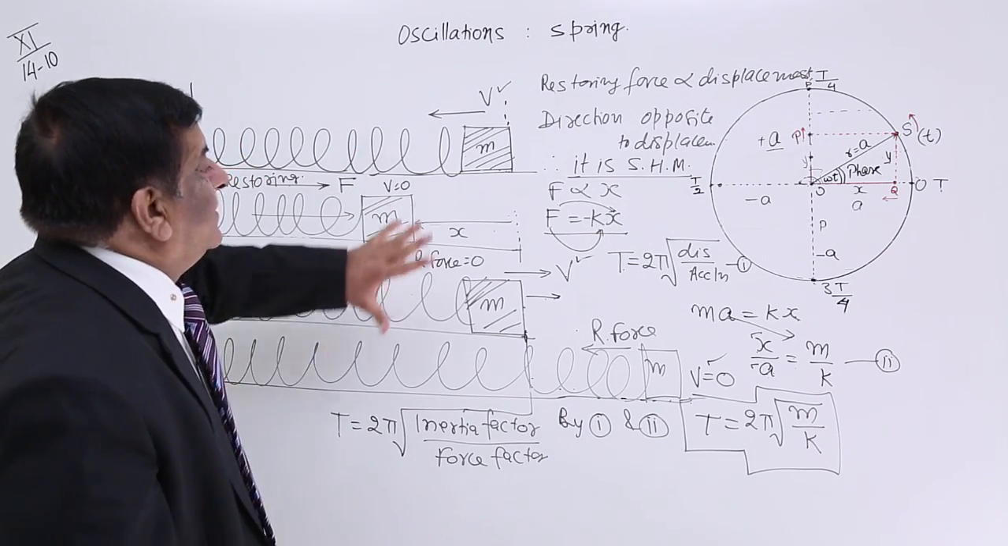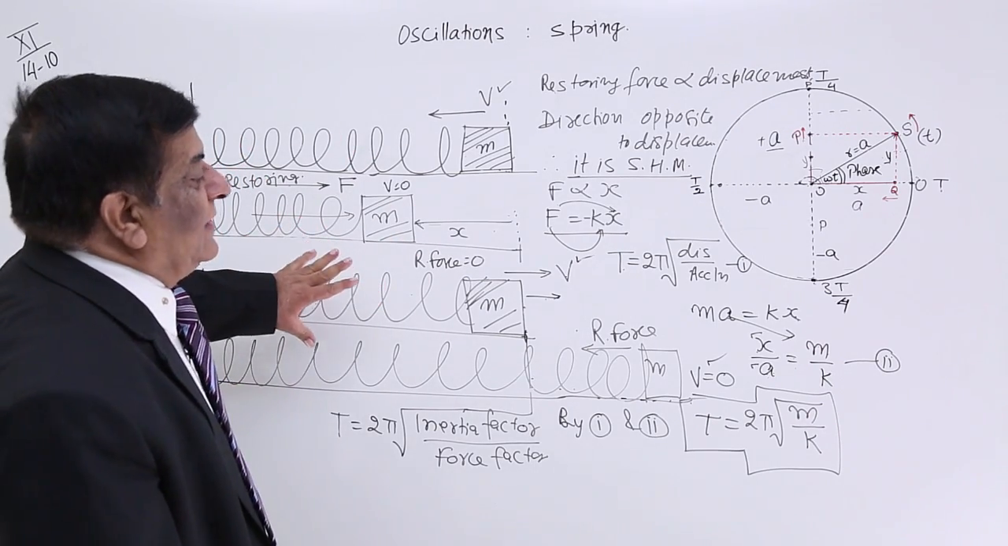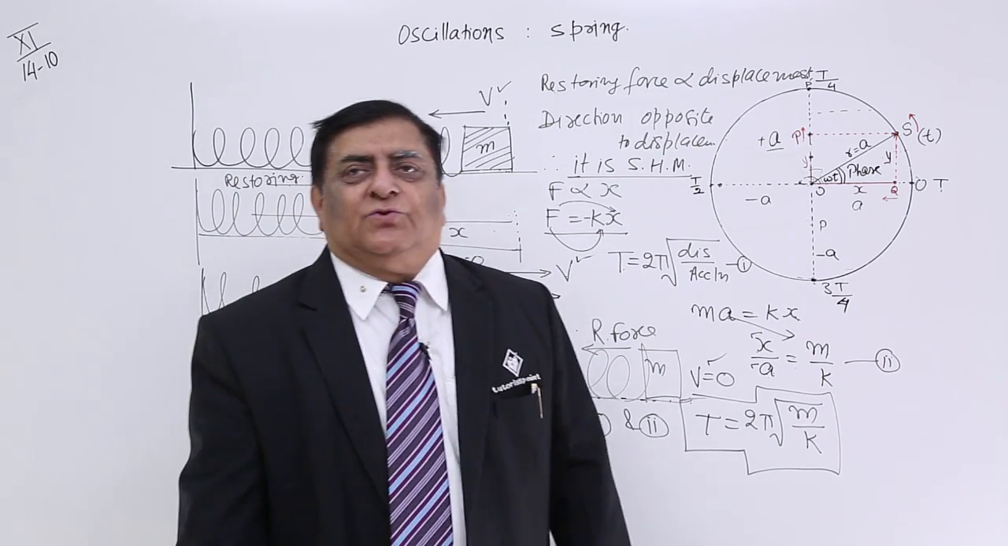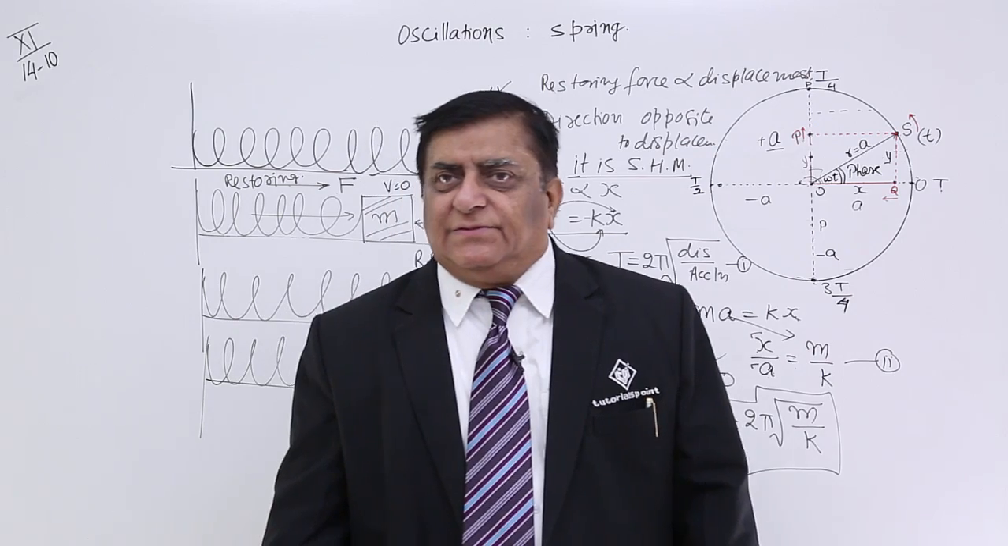So this is the motion of the spring. It depends upon these two quantities. So this is all about oscillations.